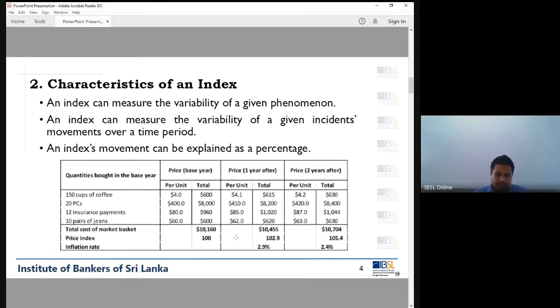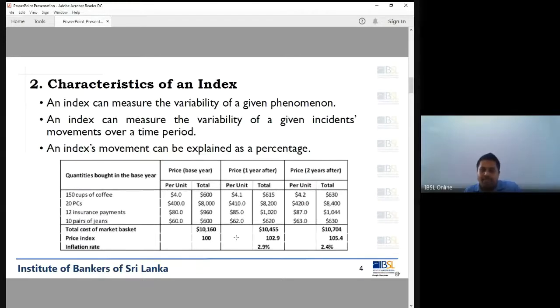So we have 10,455 divided by 10,160, and then we multiply the value by 100. There you see we are getting the value of 102.9035. For the first decimal point, we can define this index point as 102.9. Now, this is a very primitive form of indexing.